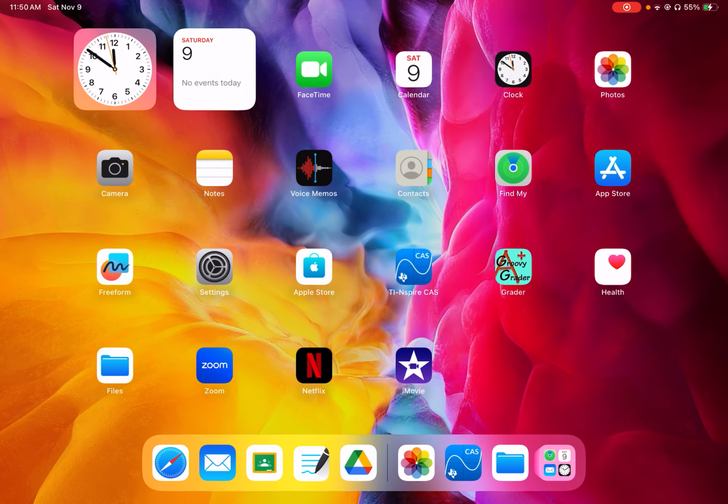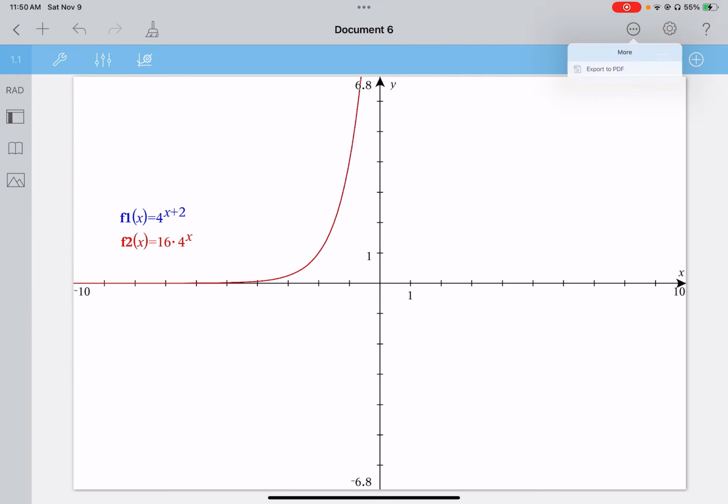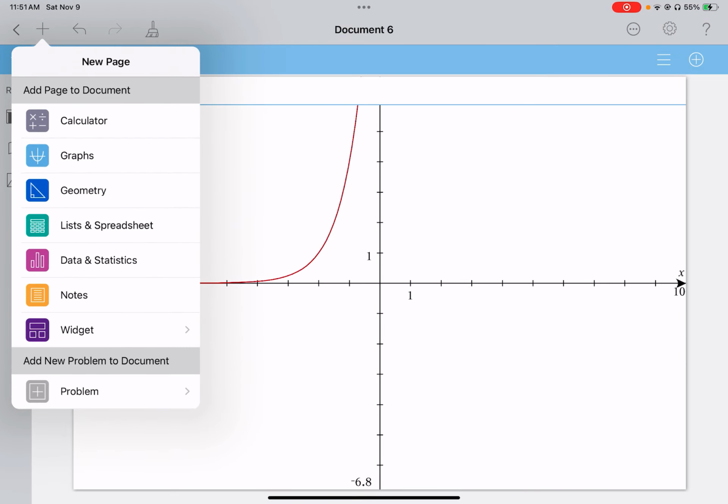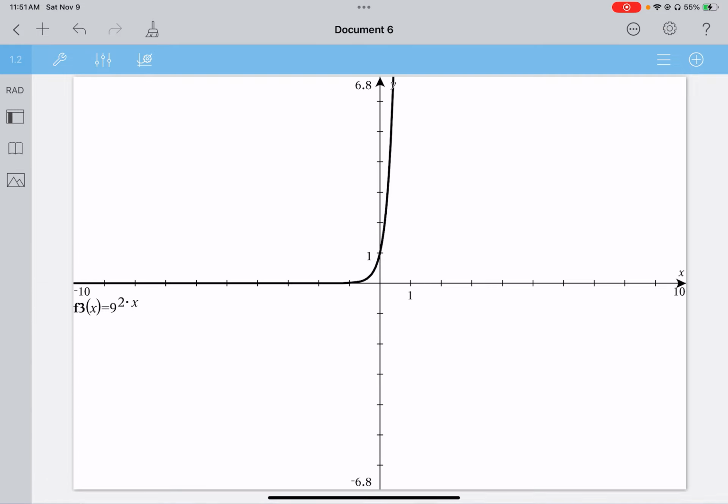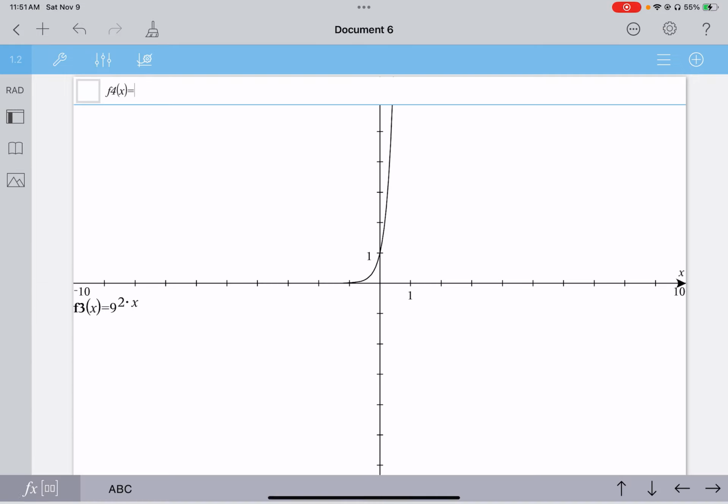But they are equivalent. Let me graph it so you can see that, again, like the other one, they do overlap. So I'm going to add a new graph and I'm going to type 9 to the power of 2x. And I'm going to graph 81 to the power of x.